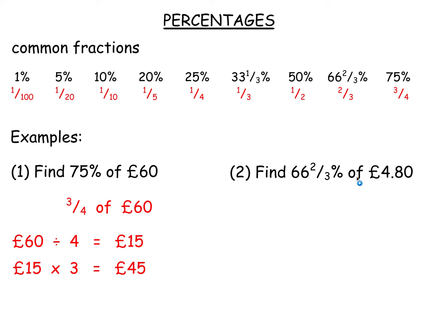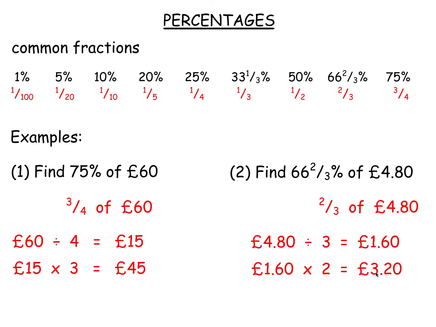Here, 66 2/3% of £4.80. 66 2/3% can be replaced by 2/3. So you want 2/3 of £4.80. That means divide £4.80 by 3. Take that answer and multiply it by 2. So there's £4.80 divided by 3. Double it up. £3.20 is 66 2/3% of £4.80. So by replacing these percentages with the common fractions here, it makes the calculations straightforward. Doesn't require a calculator. So this is for non-calculator work.